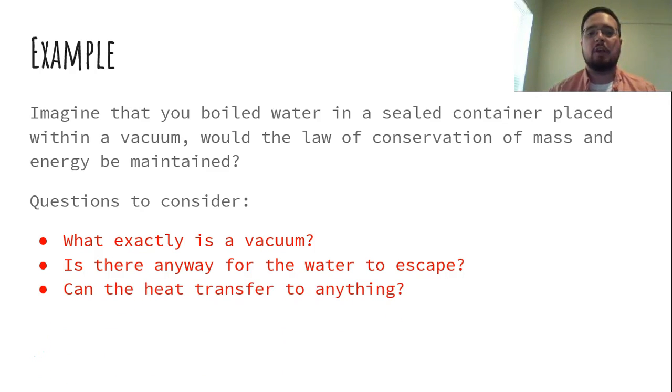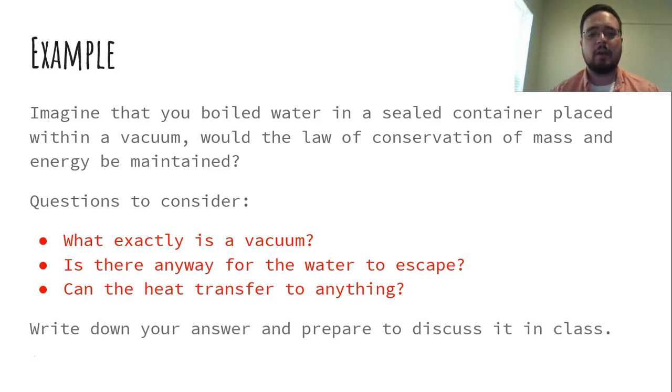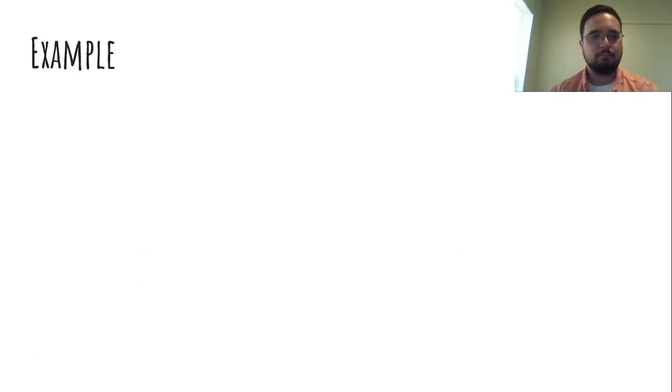And also, can the heat transfer to anything? Are there some particulars that we need to know about? Does a container need to be made of something for it to not transfer heat? Is there a leak somewhere? Something like that. It's a vague question for a reason. What I want you to do is write down your answer, write down the parameters that you think would have to be set for your answer to make sense, and be prepared to discuss it in class. That way we can have a couple of rounds of discussion to see how different systems may act differently.